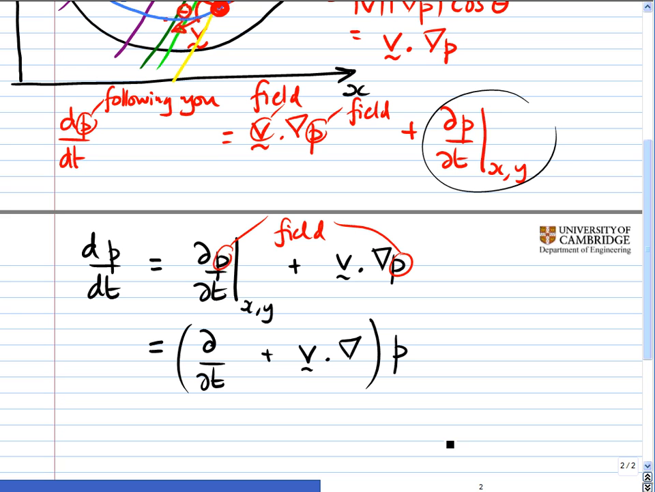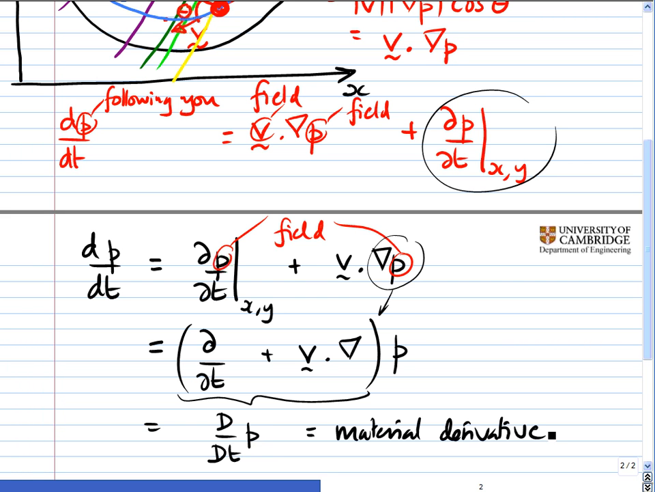Now you'll notice that I've separated the grad p into two parts there. I'll come back to why that's okay later on. But just to continue this, this term in the brackets here has a special notation. It's just simply d by dt, big D, and it again is acting on p. And this is the material derivative.